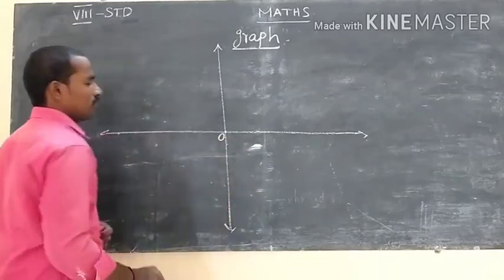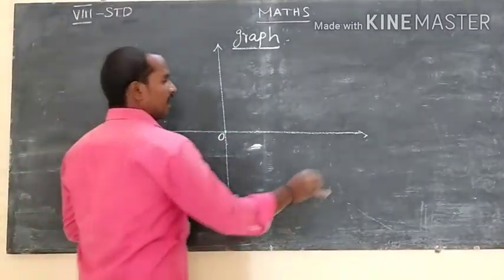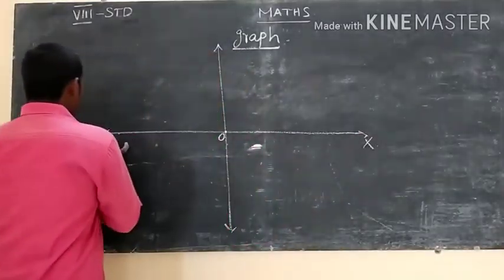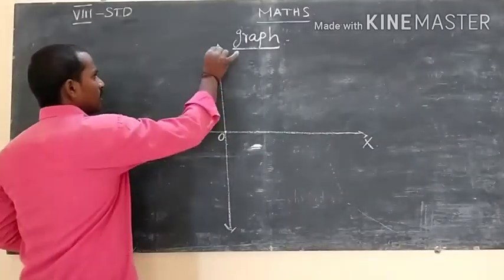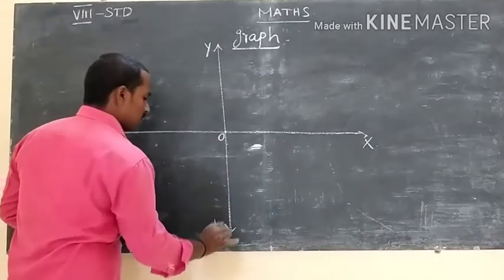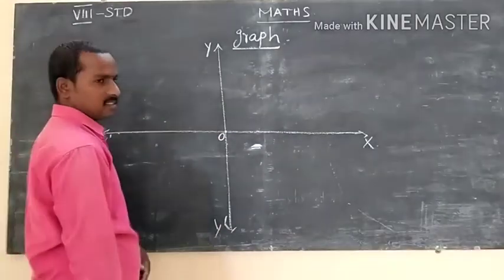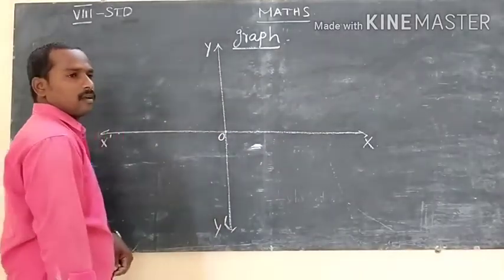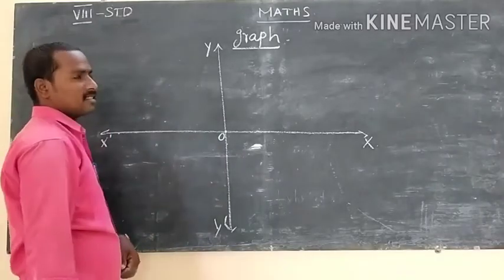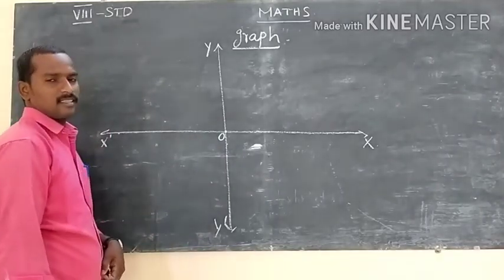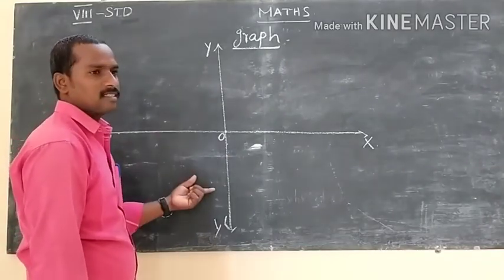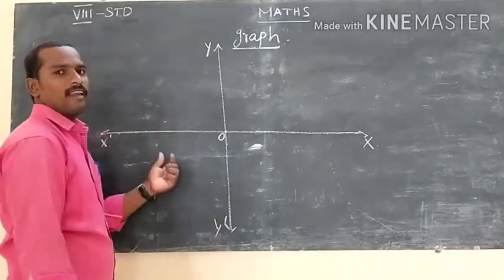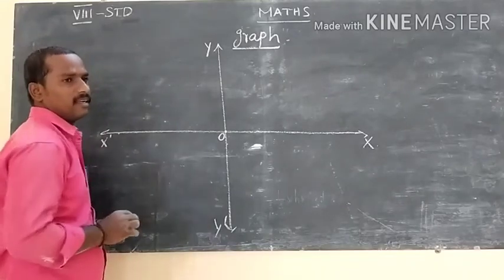This is O. The line X dash is called the x-axis, and the line Y dash is called the y-axis. Both the x-axis and y-axis are called the coordinate axes. The plane with the x-axis and y-axis is called the coordinate plane or Cartesian plane.